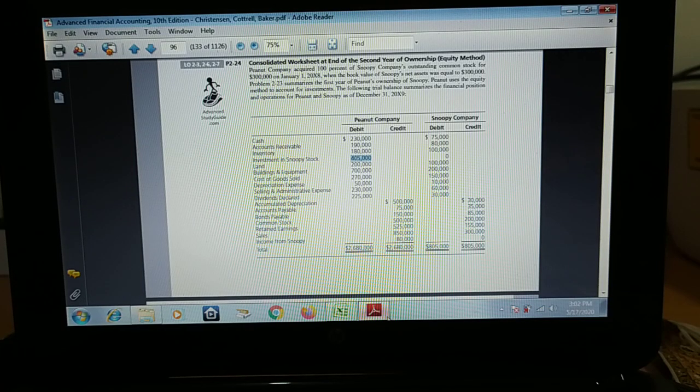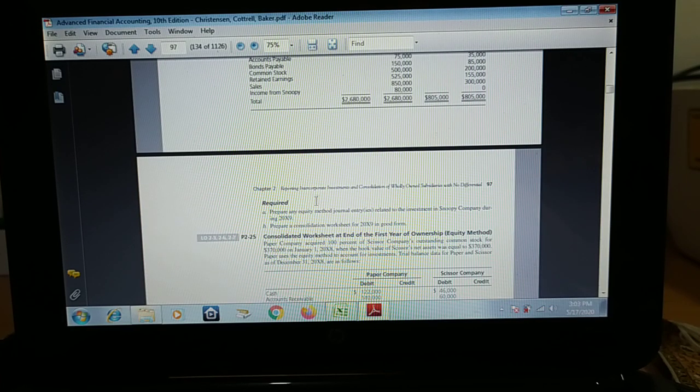Okay, the last question is from P2-24, which is the continuation from P2-23. So the same data for Peanut and Snoopy acquisition, and then we are given the trial balance of December 31st, 2009 for both companies. The requirement is also the same.